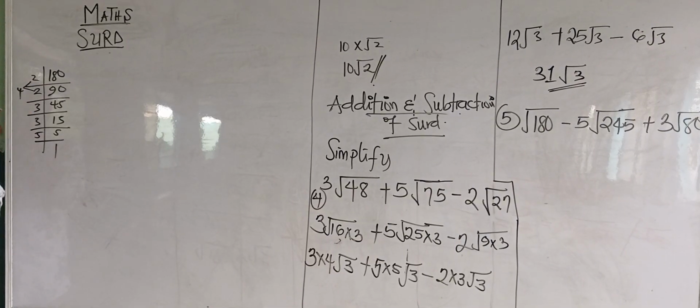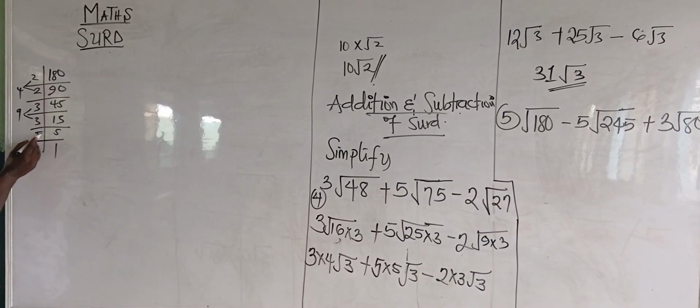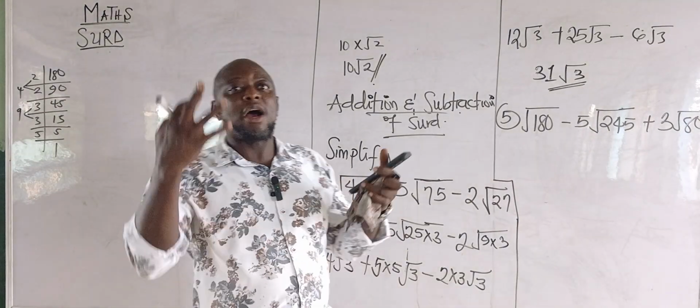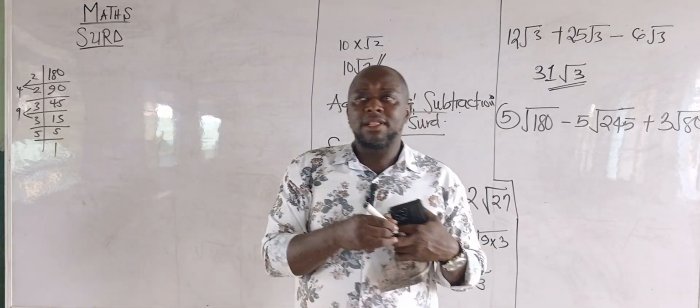So this is 4, perfect square. This is also a perfect square, but this does not have anything to combine with because we are dealing with square root. That means you have to join 2 numbers together. That's what we are talking of.